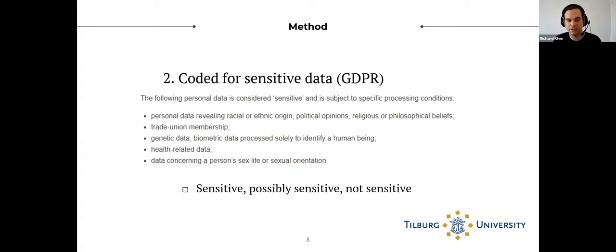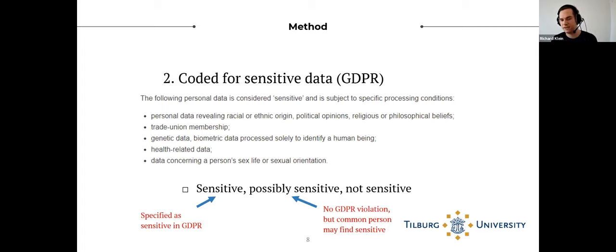And again, we code these into three different categories. So if GDPR said it's sensitive, we categorize it as sensitive. If it didn't contain a GDPR violation, but we thought that a common person might still consider this sensitive, we categorize it as possibly sensitive. And then if there was just nothing sensitive at all, of course, that's its own category.